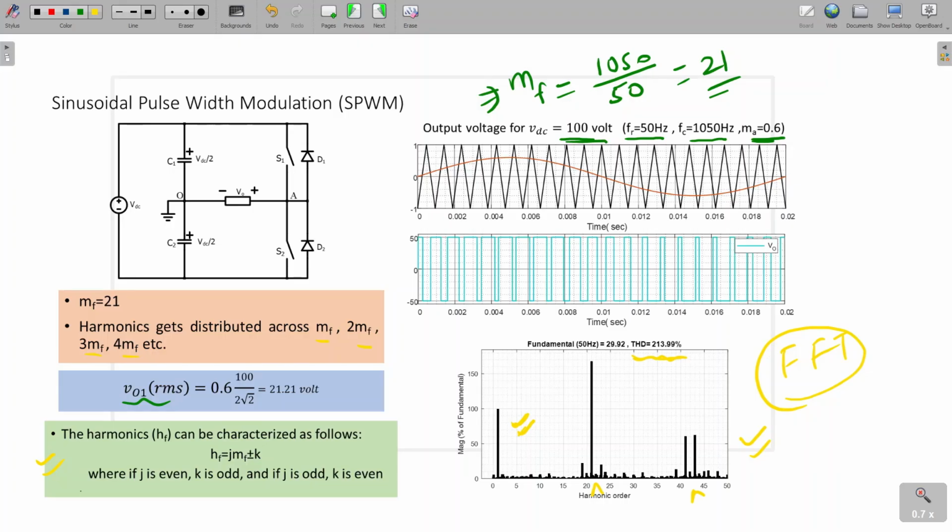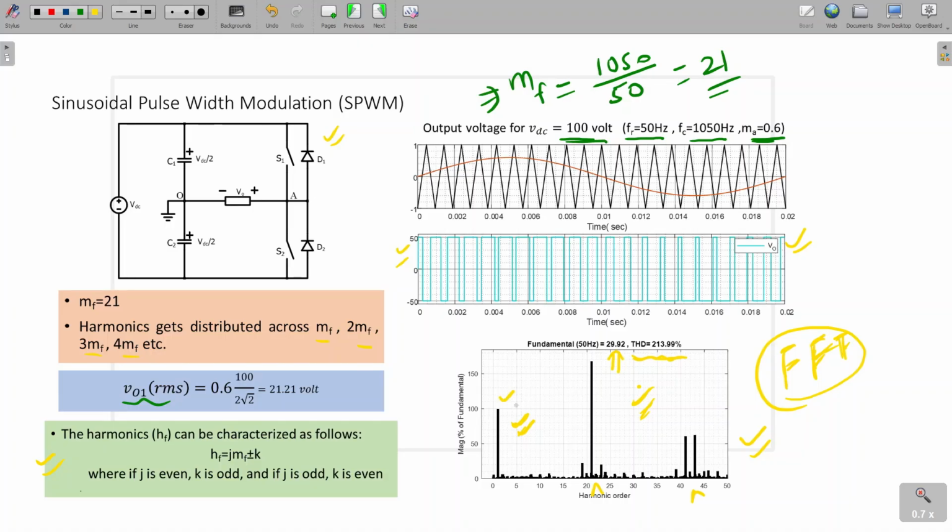See here, fundamental is 50 hertz now, sir. Here 50 hertz equal to 29.92 volts, so that value. See, this is the peak value it is giving. If in MATLAB you do the Fourier analysis, fast Fourier transform, how can we do it? We can simulate this circuit. Then we'll get this kind of waveform. For this waveform, if I apply the FFT, then I will get this kind of Fourier window, like Fourier series. So these are the amplitudes of the harmonics.